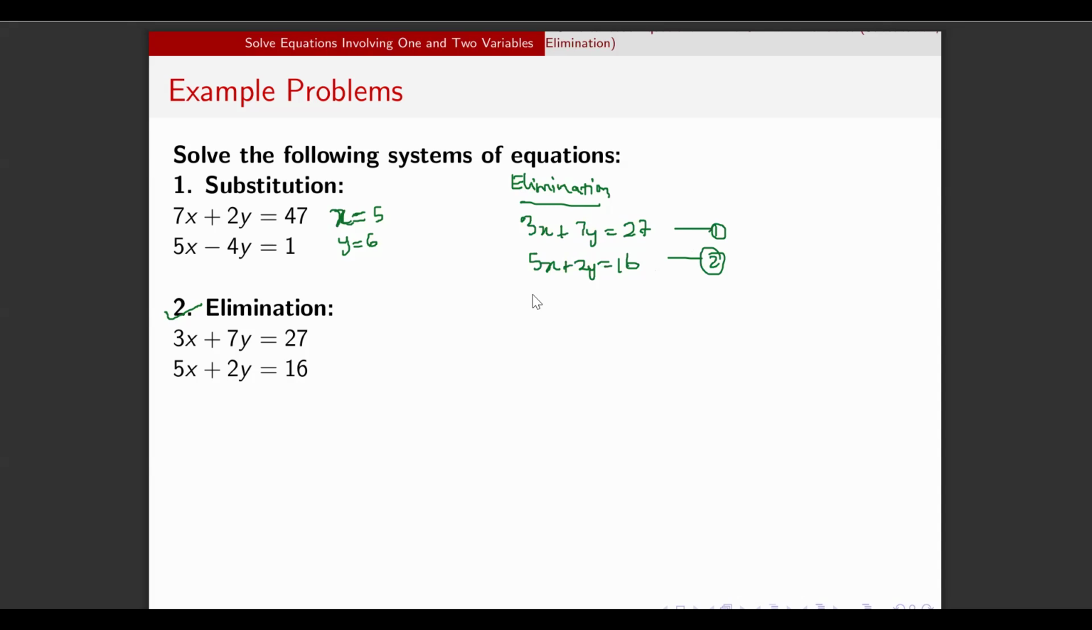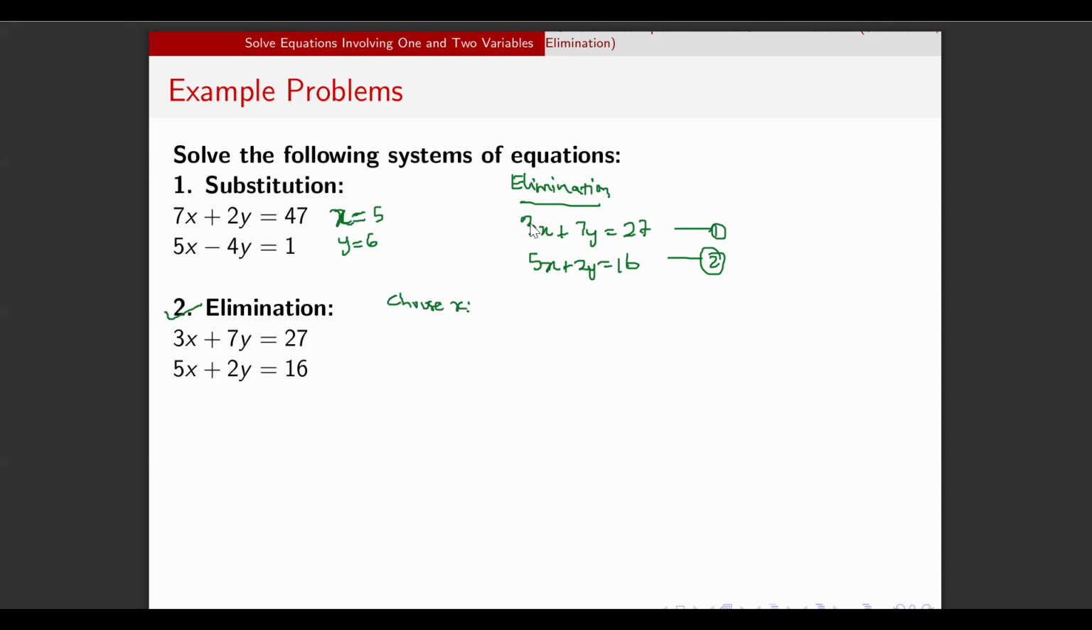So to do elimination, I would choose one variable. That's the first thing. Then I'll try to eliminate that variable. And I do that by making sure that the coefficients of that variable are the same in both of the equations. So I'll choose x. I want to eliminate x. Now for the first one, x has a coefficient of 3. And for the second one, x has a coefficient of 5. So how do I make them the same?